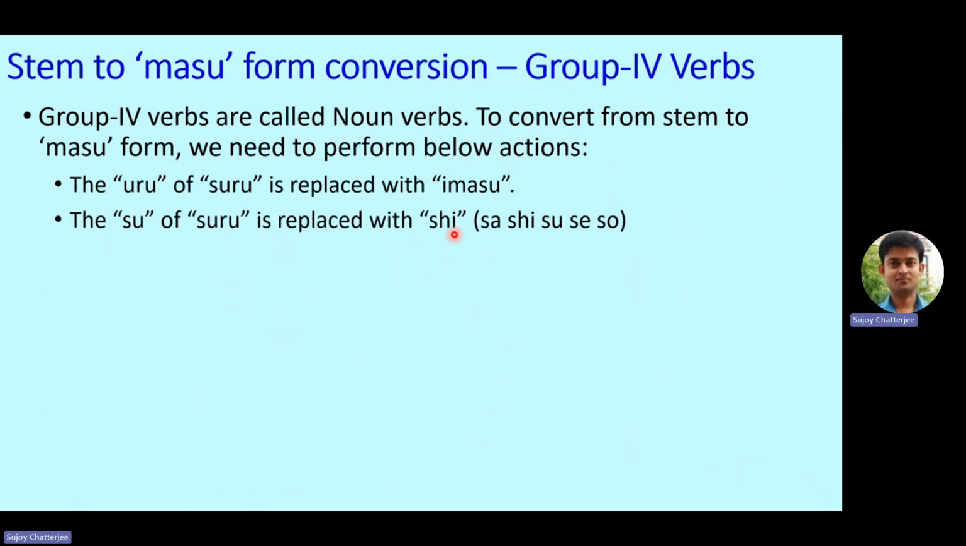The ru of suru is replaced with imasu. So this is again similar to group 1. The ru of suru is replaced with imasu, and the su of suru is replaced with shi. This is because we have to convert from u to i form, just like we did for group 1. So in the line of sa shi su se so, at the i sound we have shi and not si. So that's why su will not become si, but it will become shi. That's why suru becomes shimasu.